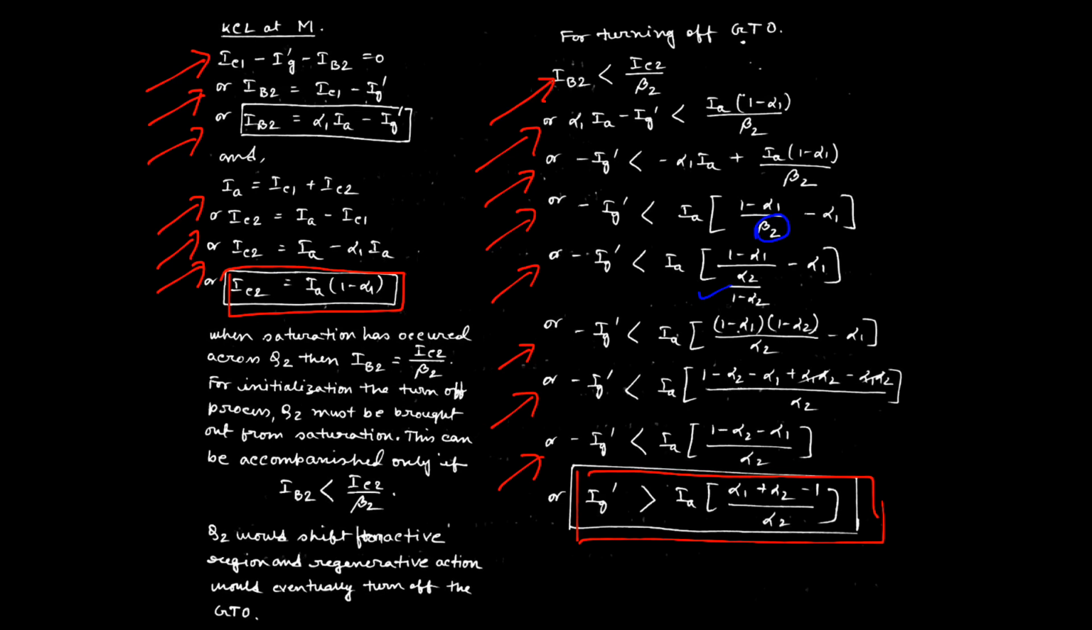So in this way we can explain the actual turn-off process of the GTO by using the two-transistor model.